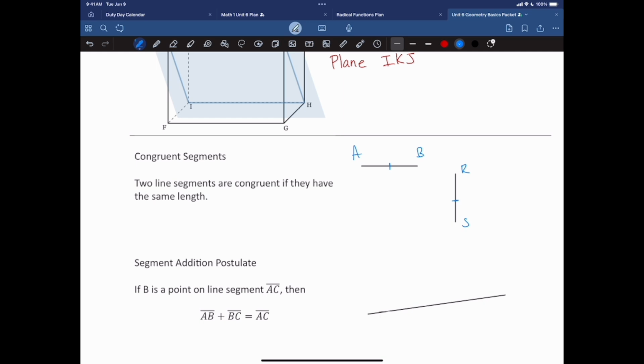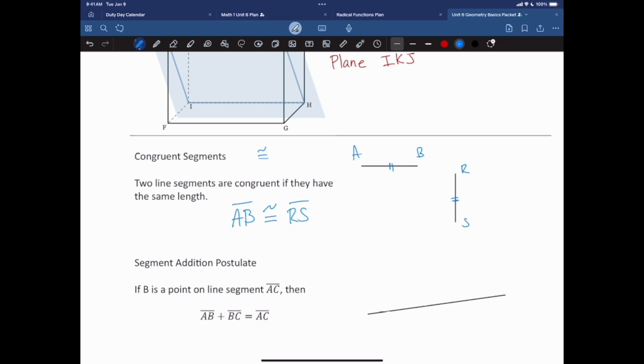If we have multiple things that are congruent, I could also do 2 marks to distinguish between the different congruent markings. But I'm saying that AB is congruent to RS. And the way you would write this is we'd use this symbol here. It's kind of like an equal sign with a little squiggle above it. We would say AB is congruent to RS. And that's how you would write that.